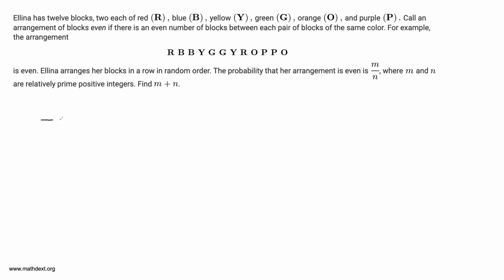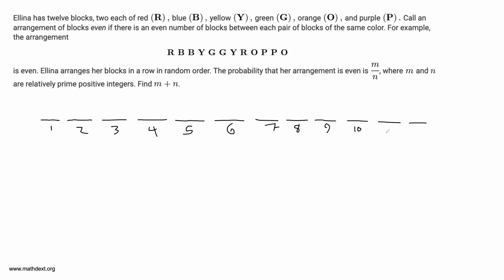And so what I'm going to do is draw 12 slots for these 12 blocks, and I'm going to number them 1, 2, 3, 4, 5, 6, 7, 8, 9, 10, 11, 12. And right now I'm just going to play around with a few examples of what it means to be even.